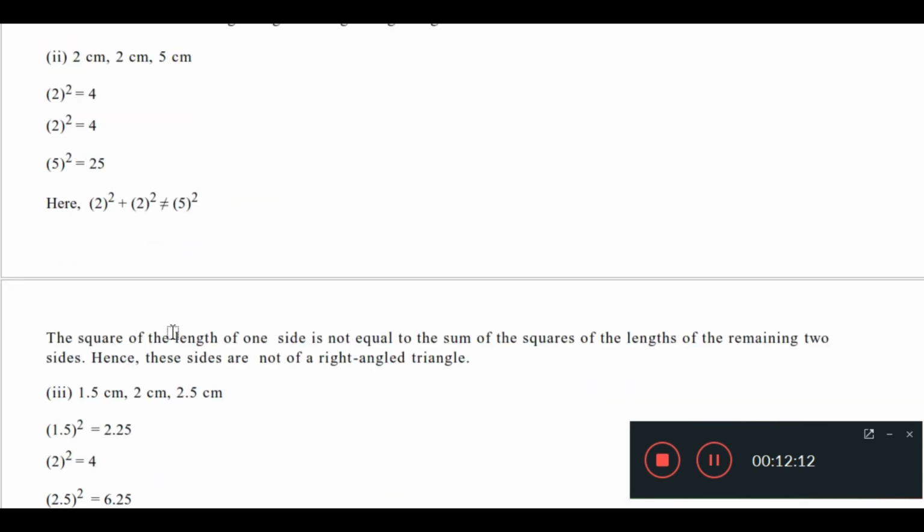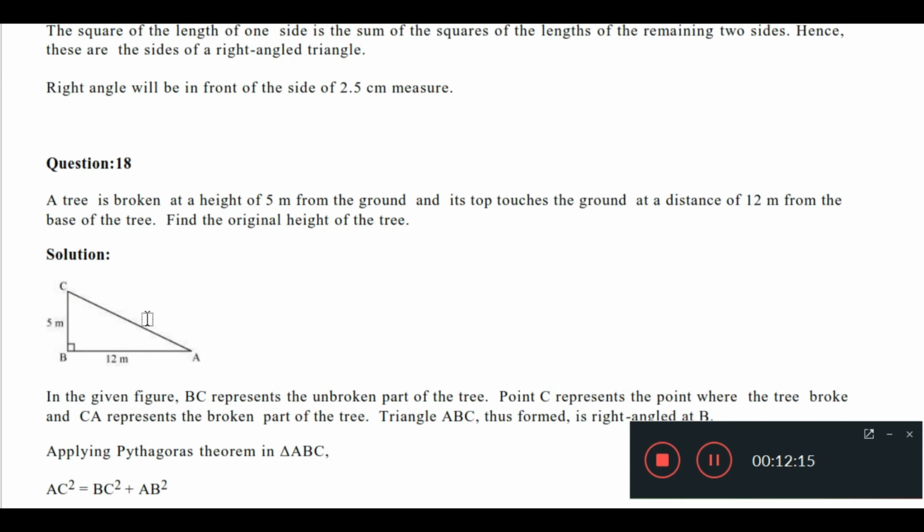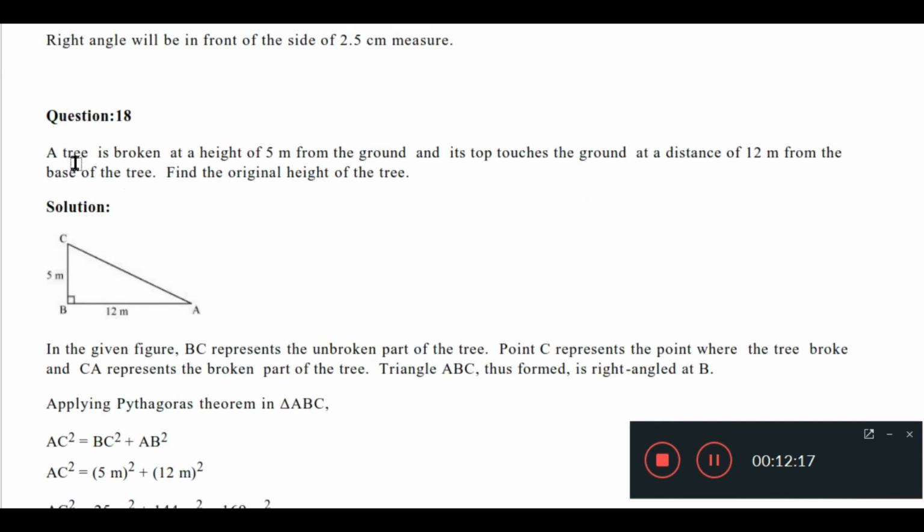Now I'm going to solve the second one, question number 18. In this question, it is given that a tree is broken at a height of 5 meters from the ground and its top touches the ground at a distance of 12 meters from the base of the tree. Find the original height of the tree.